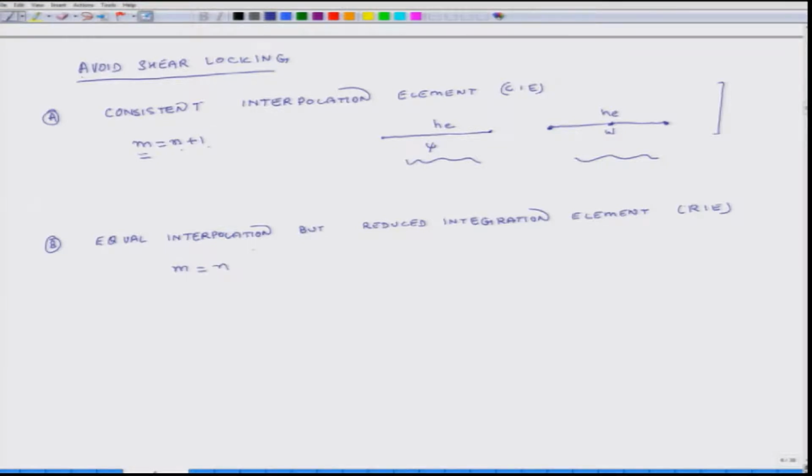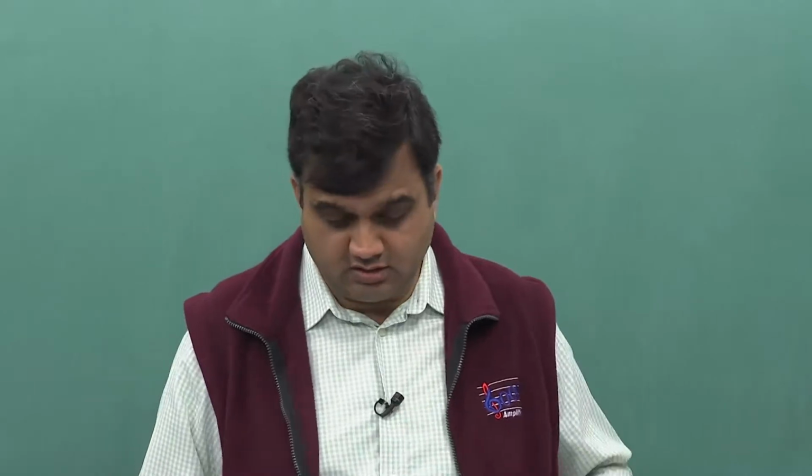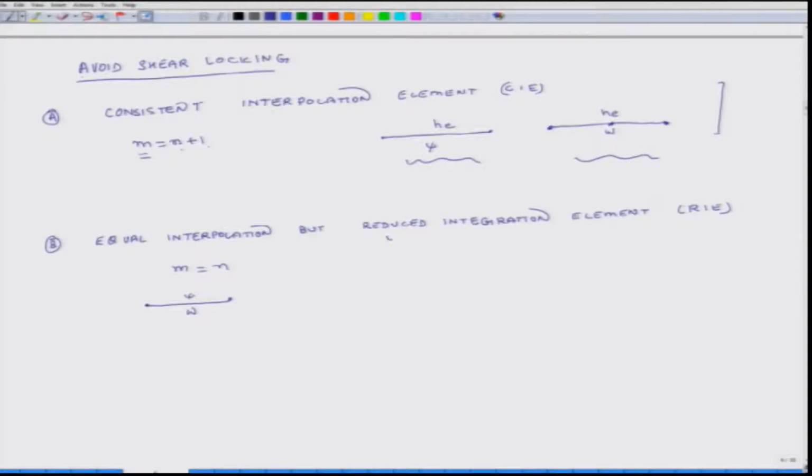m equals n. But if we just take m equals n and did nothing, then we would have the shear locking problem, which we have discussed. But we still want to avoid the shear locking problem, and because m is equal to n, the number of nodes are 2, whether it is psi or whether it is w, or if n is equal to 3, then it is a quadratic element for w as well as psi. So, in terms of assembly, that issue is not there, but then we still have shear locking. So, to avoid shear locking, what we do is we do reduced integration.